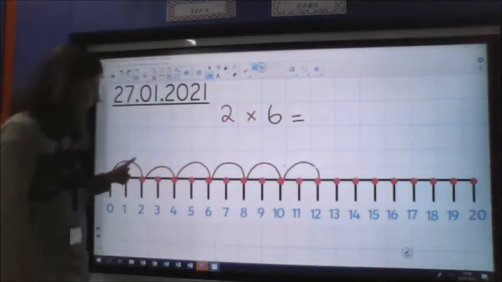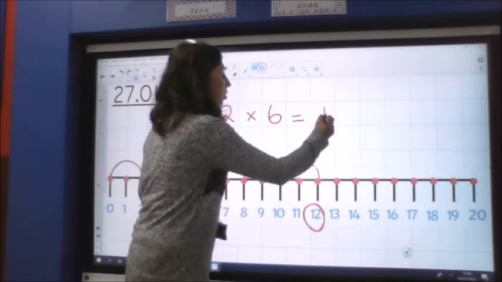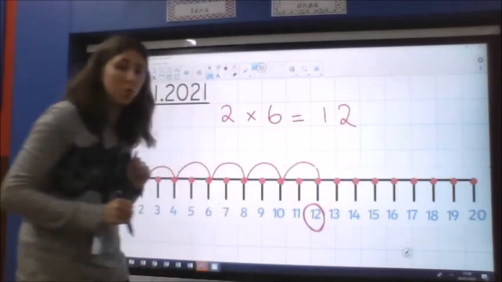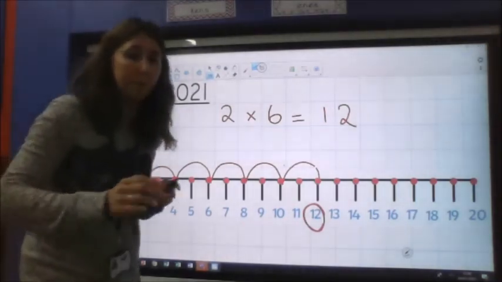Remember, when we do it in twos, it's like we're missing one out each time. So 2 times 6, or 6 times 2, would be 12.